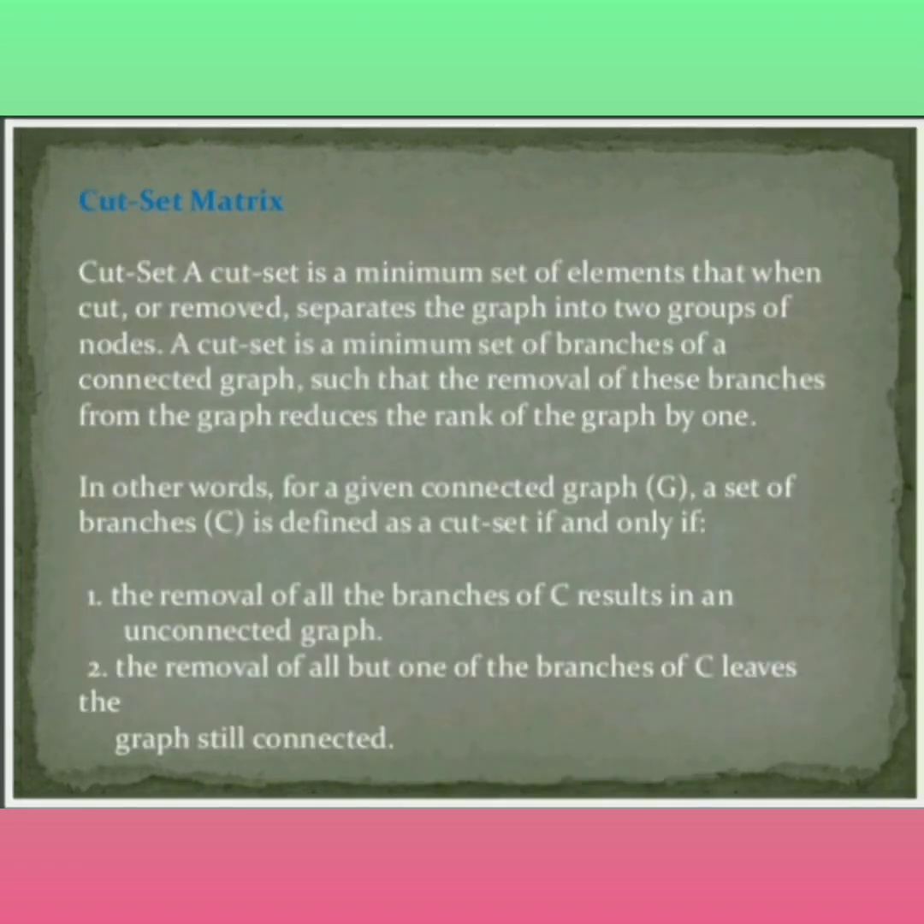Cut-set matrix. A cut-set is a minimum set of elements that, when cut or removed, separates the graph into two groups of nodes. A cut-set is a minimum set of branches of the connected graph such that the removal of these branches from the graph reduces the rank of the graph by 1. In other words, for the given connected graph, a set of branches C is defined as a cut set if and only if the removal of all branches in C results in an unconnected graph. The removal of all but one of the branches of C leaves the graph still connected.